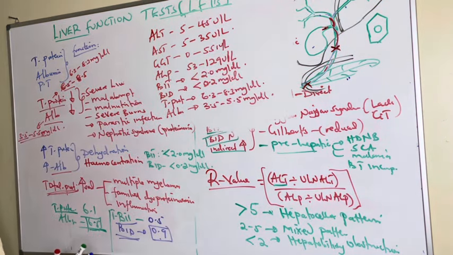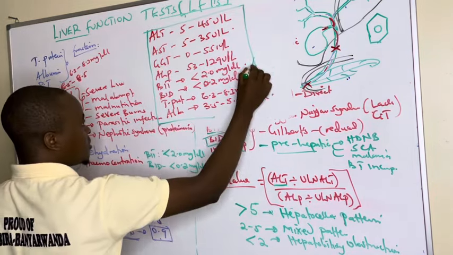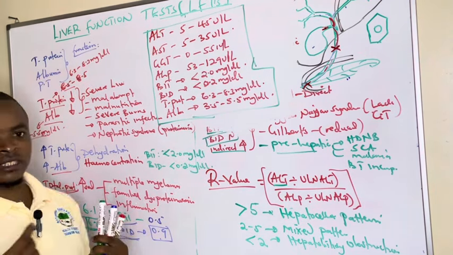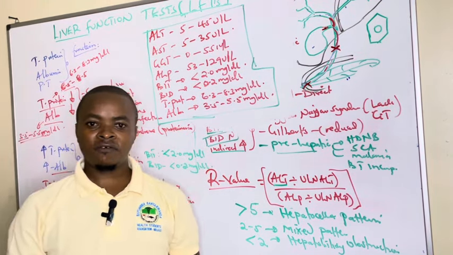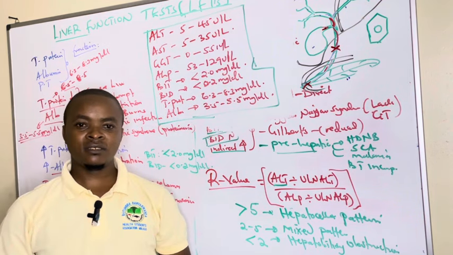So these are the reference ranges I want you to always master off your head, so that whenever you are asked these reference ranges, you know them off your head and you can easily use them to interpret liver function tests.